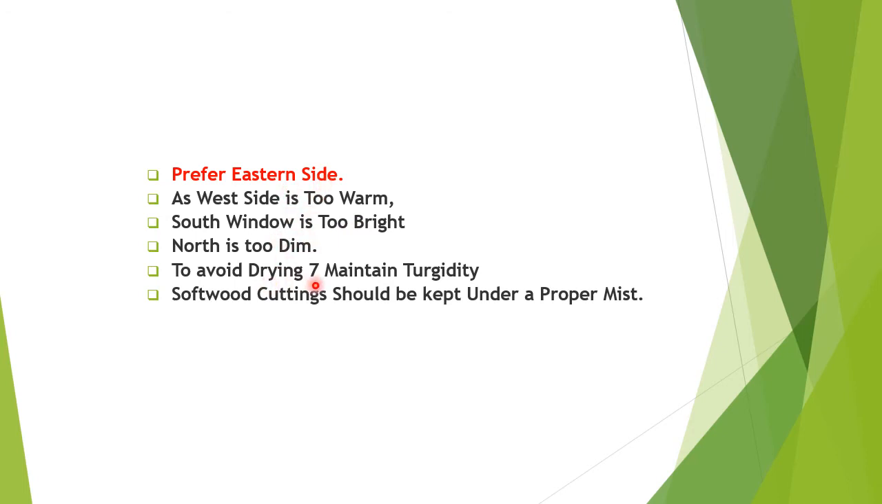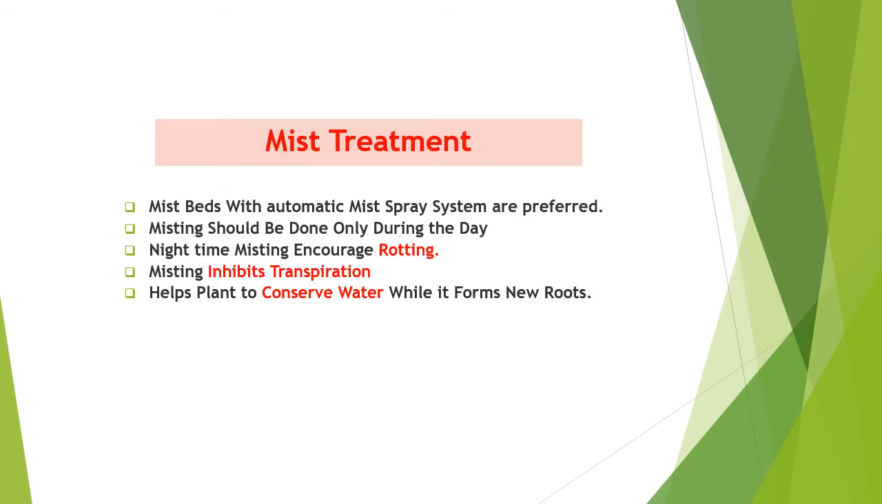To avoid drying, maintain turgidity. Softwood cuttings should be kept under proper mist, because they can lose their moisture. To maintain their turgidity, they are usually kept under proper mist. So mist treatment is given to the cuttings. Mist beds are available with an automatic mist spray system, and mist should be done only during the day.